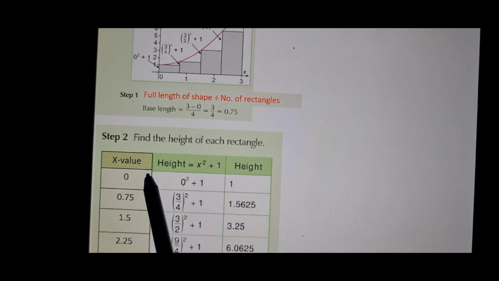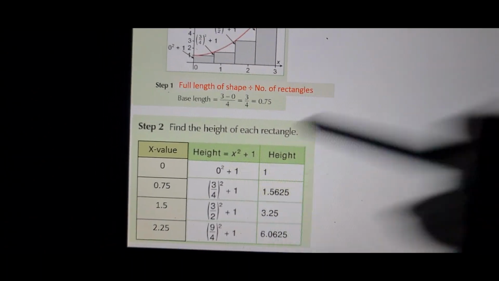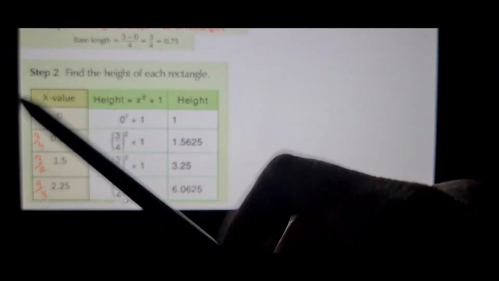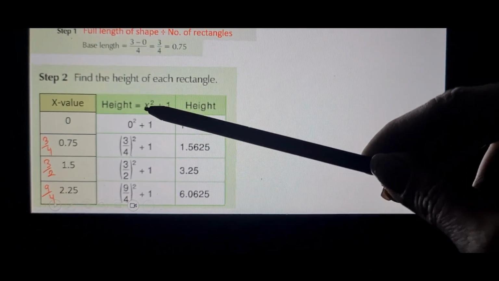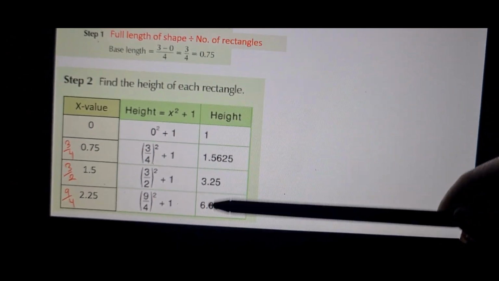Each of the x values on the x-axis, I've just written them in here, right? It was 3/4, then it was 3/2, and then it was 9/4. Okay, and when we subbed each of those values into the function for height, we got back our corresponding lengths of the block, or the heights of each block.